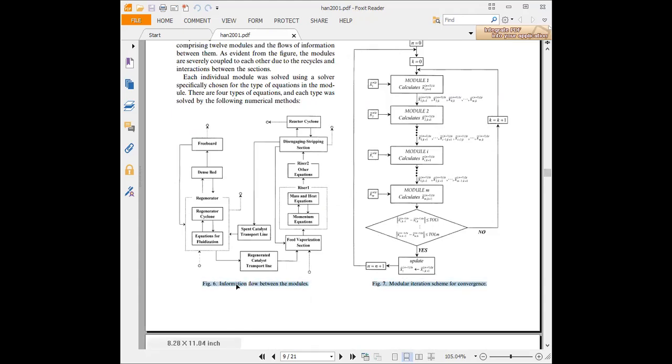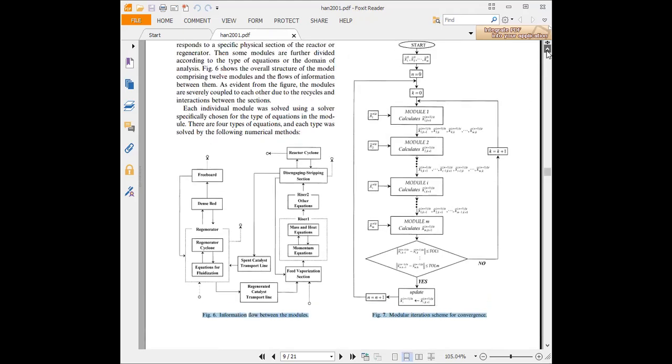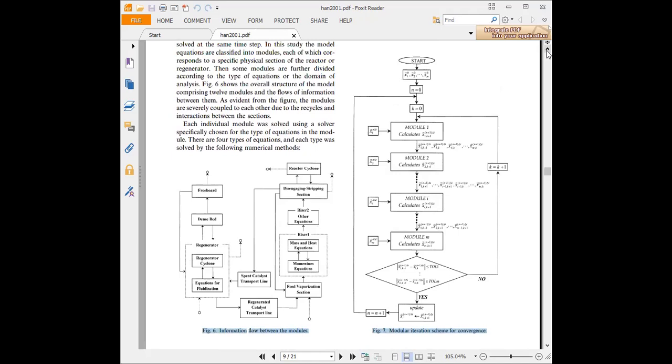Okay, so now this is the information flow between the models, how the information will flow. So how the equations correspond to the output of the system with change in the input values. So you have mass and heat equations, momentum equation, and the other equations if there are any, right? And this is a modular iteration scheme for the convergence. Convergence is nothing but finding the suitable solution with minimum error.